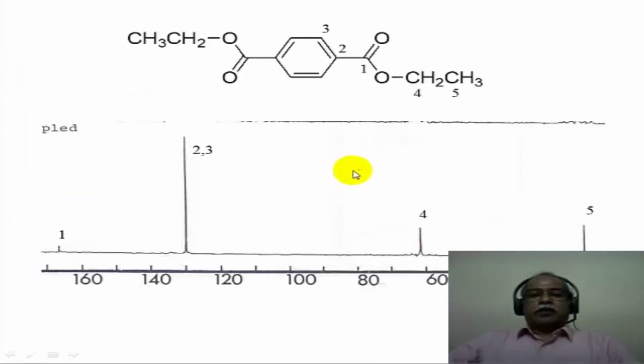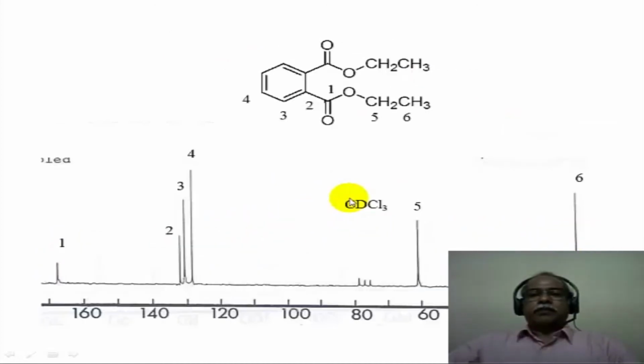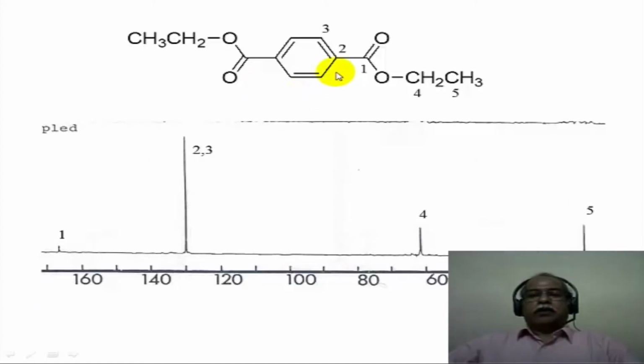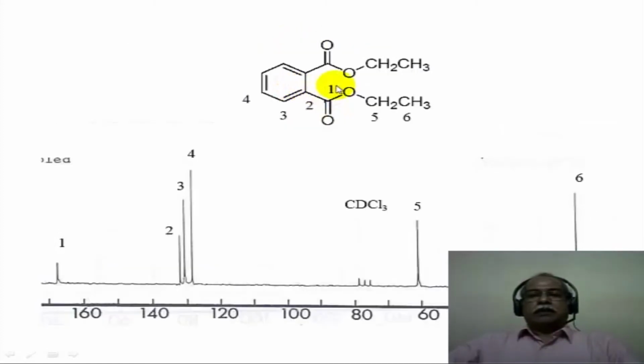This is a spectrum which you have already seen. This is the spectrum of diethyl phthalate. There are 5 different types of carbon in the molecule, and one sees 5 different kinds of signals in the NMR spectrum. Now when you reduce the symmetry, in other words diethyl terephthalate, whereas this is diethyl phthalate, there is only one plane of symmetry in this molecule, so there are 6 possible signals that one can have.